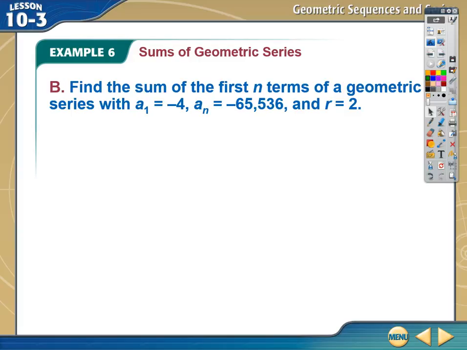Part B is here. Find the sum of the first n terms of a geometric series with, hey, a sub 1, a sub n, and my common ratio. Again, which one do I choose? Hopefully you go up there and take a look. Oh, I want to choose that second formula. I start filling it out. I don't know how many terms there are, so I'm keeping it as the sum of the first n terms. What I do know is that it asked for the first term, which is -4, minus the last term, -65,536, times my common ratio, 2, all divided by 1 minus my common ratio, 2.